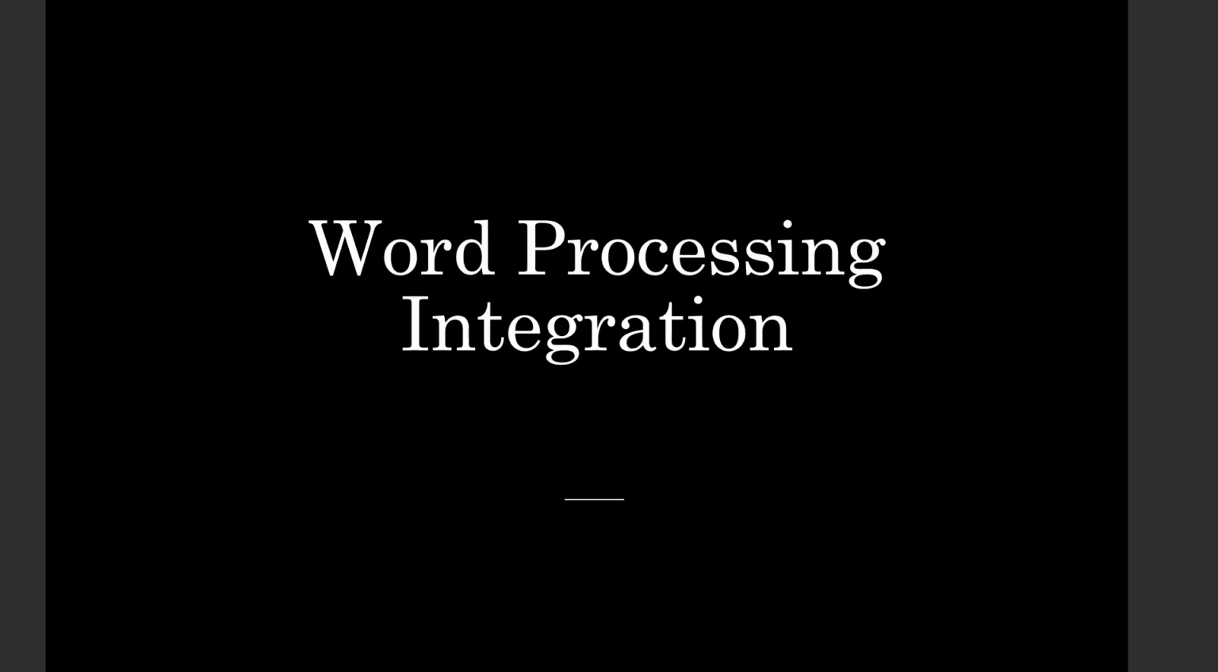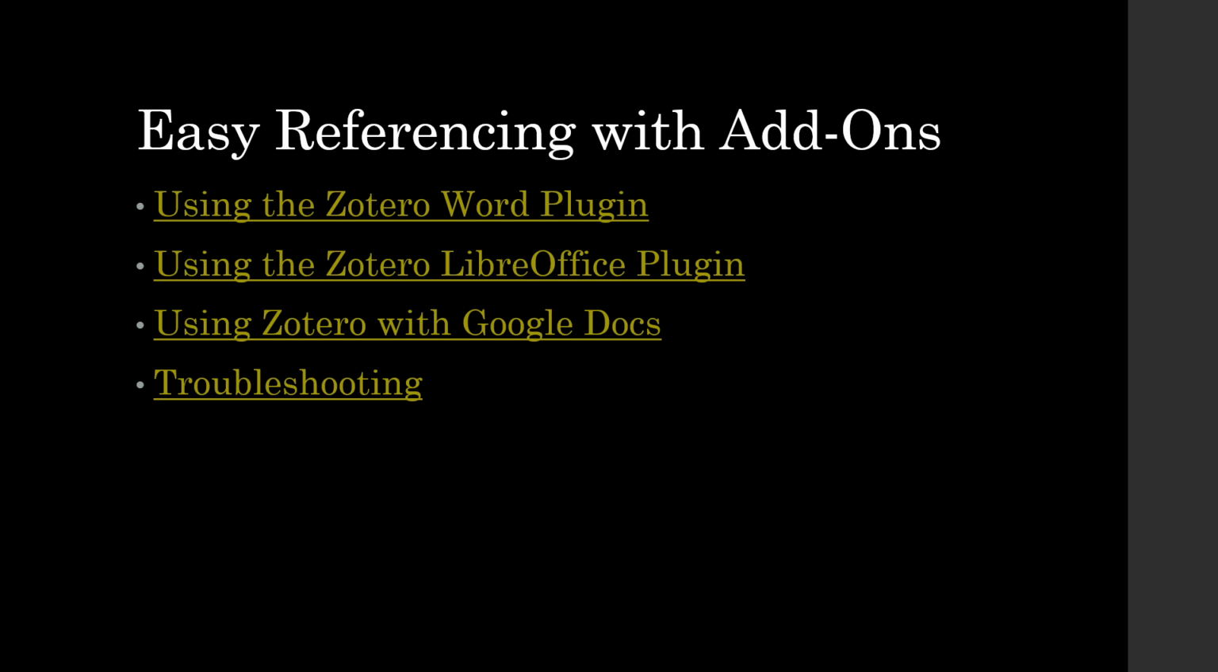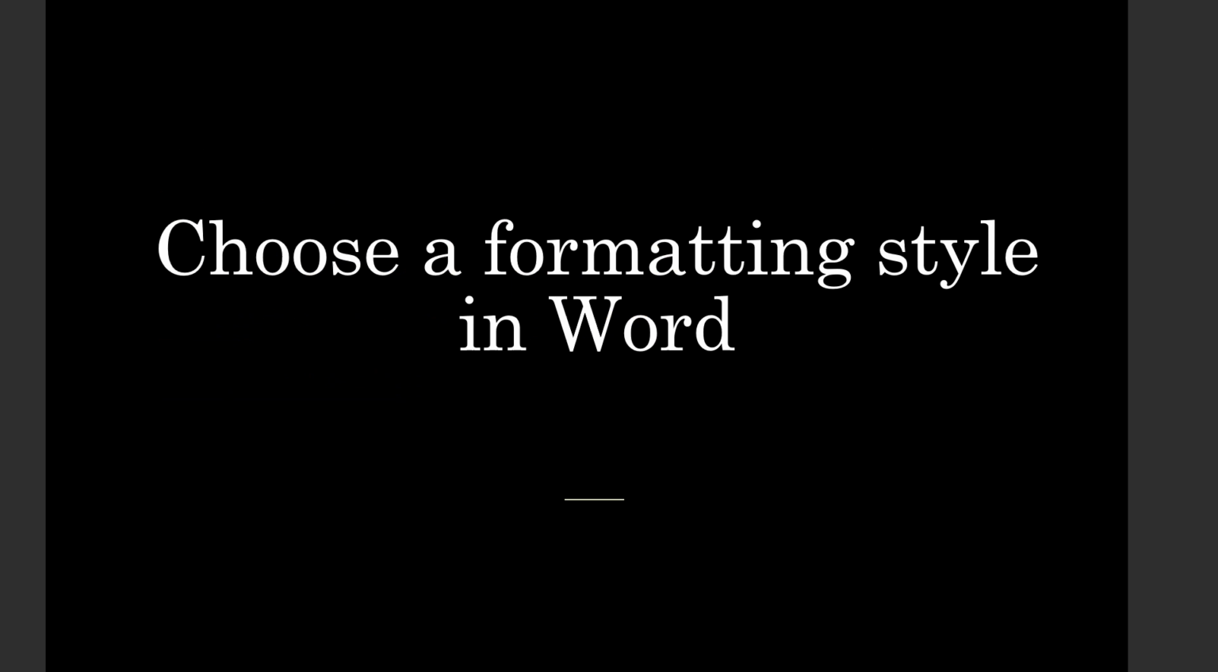We'll begin with integration into word processing programs, because you'll probably be citing your references in papers that you type. Zotero has developed plugins for Microsoft Word, LibreOffice, and Google Docs. I've added links here for you to the help pages for each of those, as well as a link to a troubleshooting page with tips for using Zotero for your word processor. The first thing you'll need to do when you use Zotero in your word processor is to choose a citation style, like APA, MLA, Chicago, or a number of others. I'm going to show you how to do this in Microsoft Word.